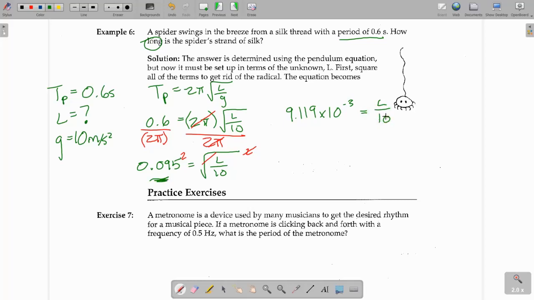Okay. Now remember that 9.119 times 10 to the negative third, that's the same as if we move the decimal 3 to the left, so it's 0.00911, okay? So at this point, all we have to do is we just need to multiply each side by 10. That will cancel out the 10 on this side. We'll multiply this side by 10. And then you will find that your length is equal to 9.119 times 10 to the negative 2, or the way to rewrite that, again, if you move the decimal point 2 to the left, it's going to be 0.091 meters.